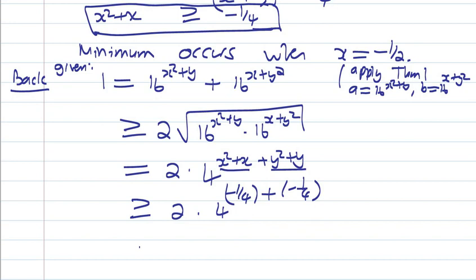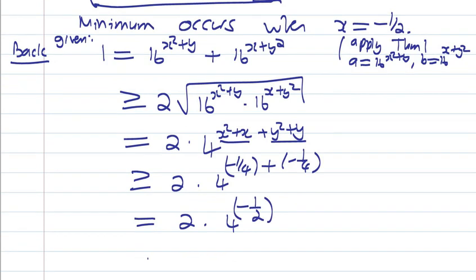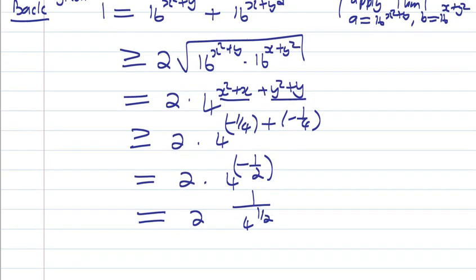And so if we now do the maths, minus a quarter plus minus a quarter is minus a half. And what is 2 times 4 to the power minus a half, without a calculator? I'm sure you guys agree that this is 1 over 4 to the power of a half. I'm sure you guys agree this is 1 over the square root of 4.